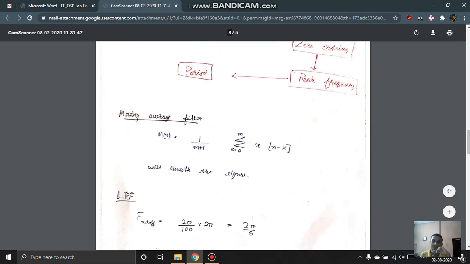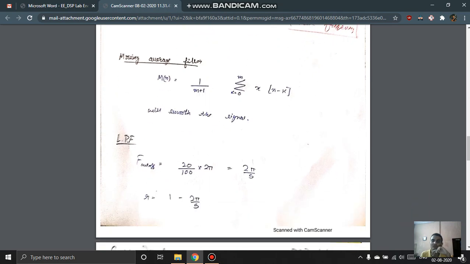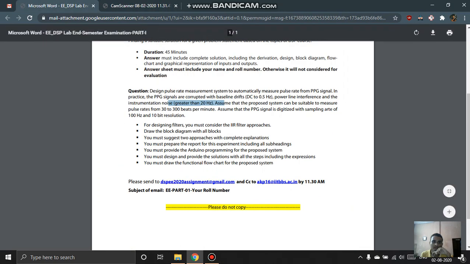This here are the expressions for our filters. The moving average filter is very basic. We just find the average over a particular length. Whatever the length of the moving average filter is, we'll find the average of all individual values over that length. It smooths out the signal and also filters out low frequency noises. For the LPF, we are using it to cut off frequencies higher than 20 hertz. It is also given that the sampling frequency is 100 hertz.